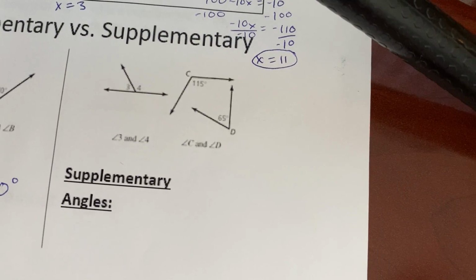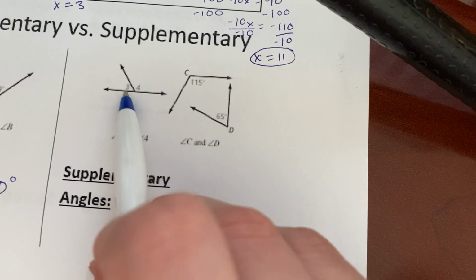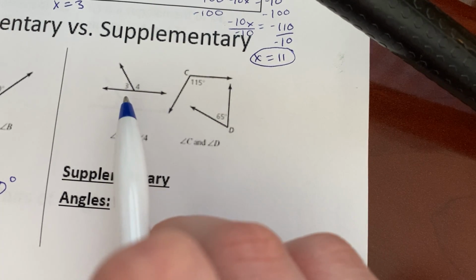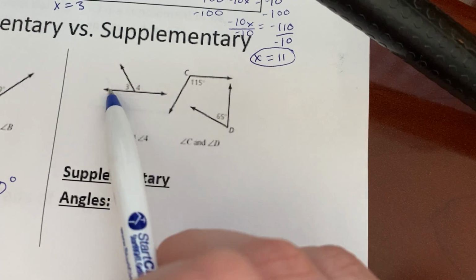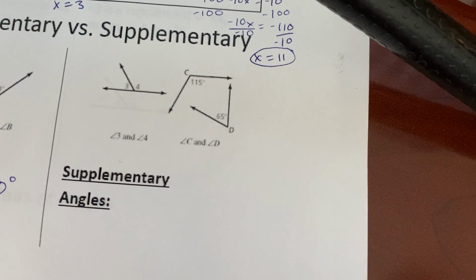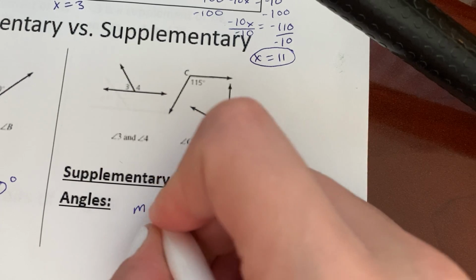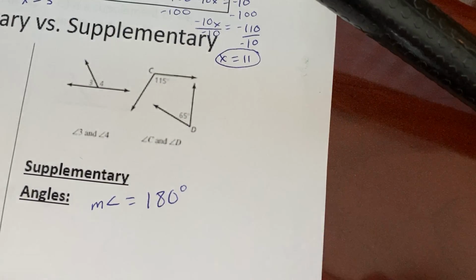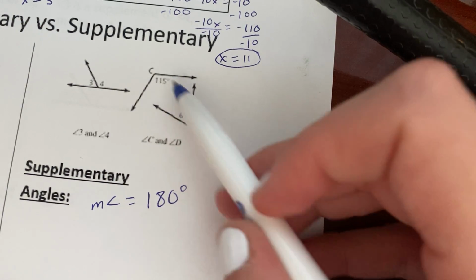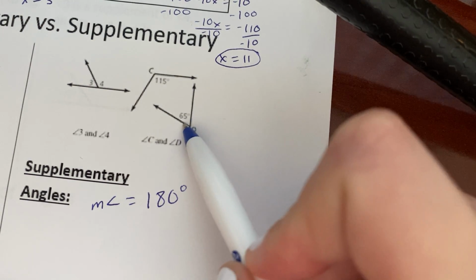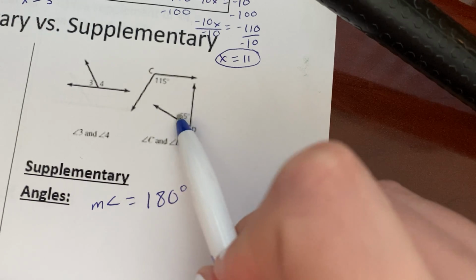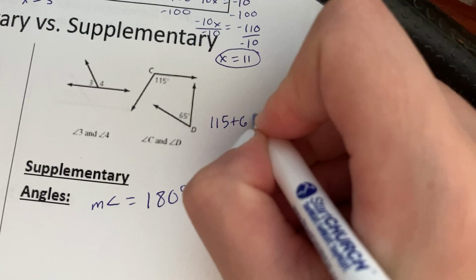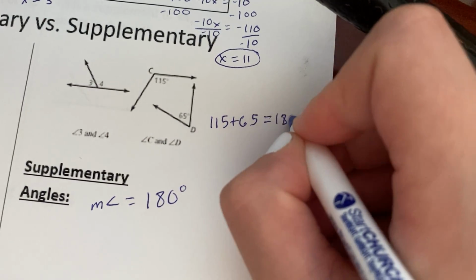All right, same thing over here. We have 3 and we have 4. We can consider these supplementary angles because it's a straight line. We know a straight line is always equal to 180 degrees. So same thing here, it's any angles that add up to 180. Then the same thing here, if I know this is 115 and this is 65, we add these together, we get 180. So that's how we know that these are supplementary angles.